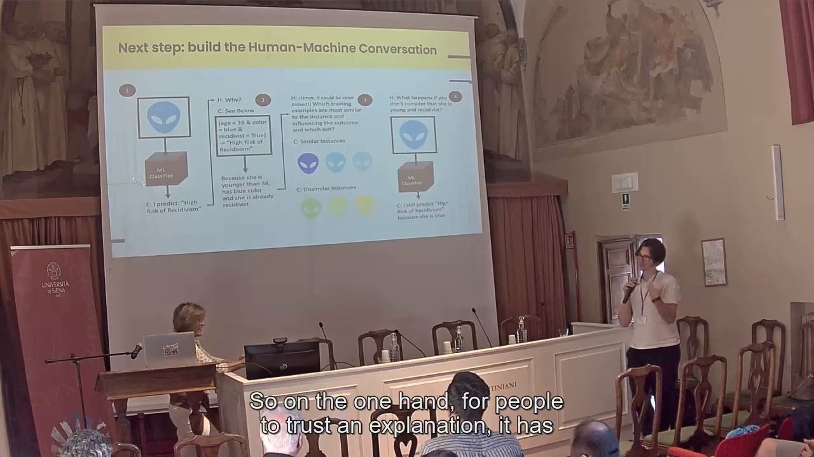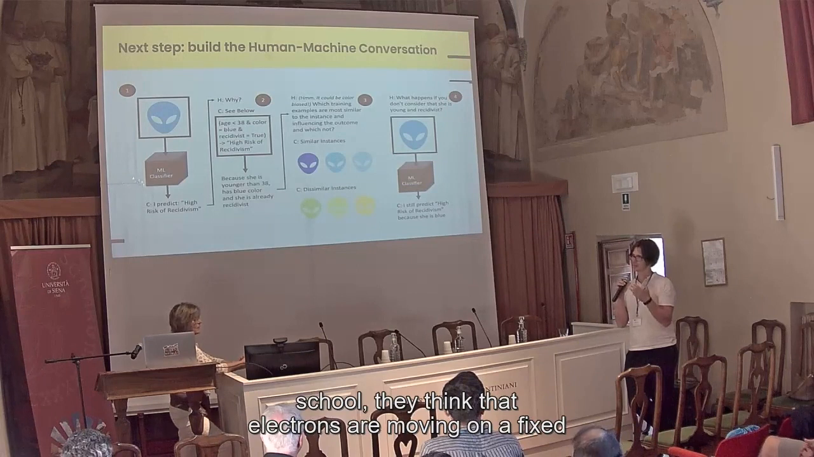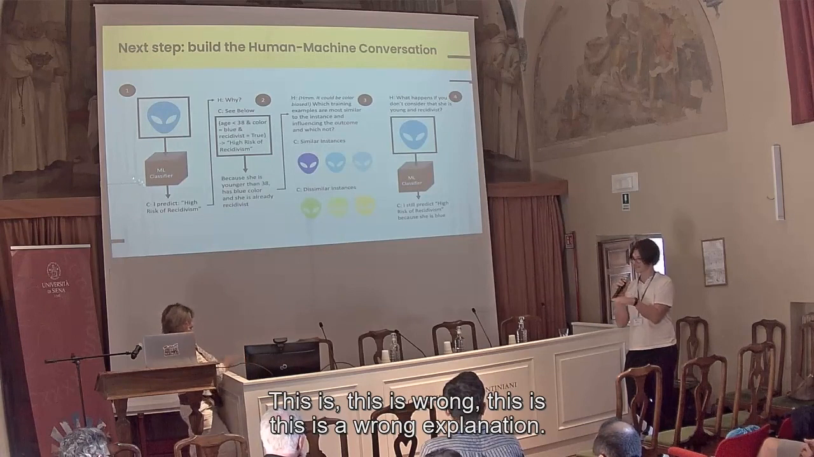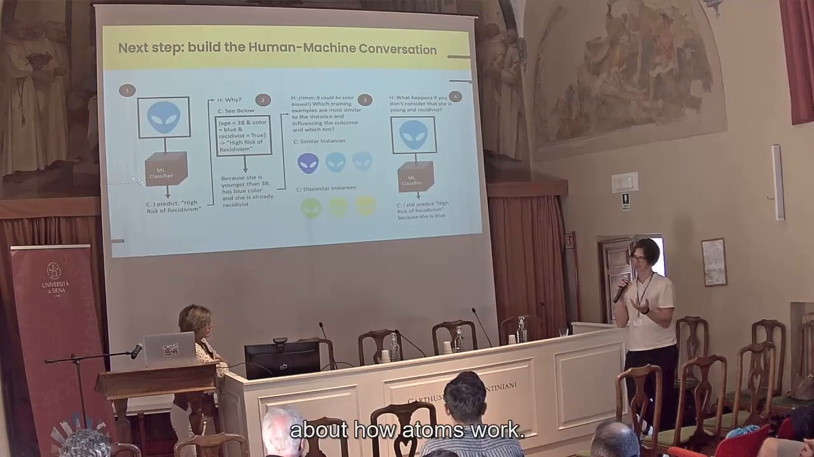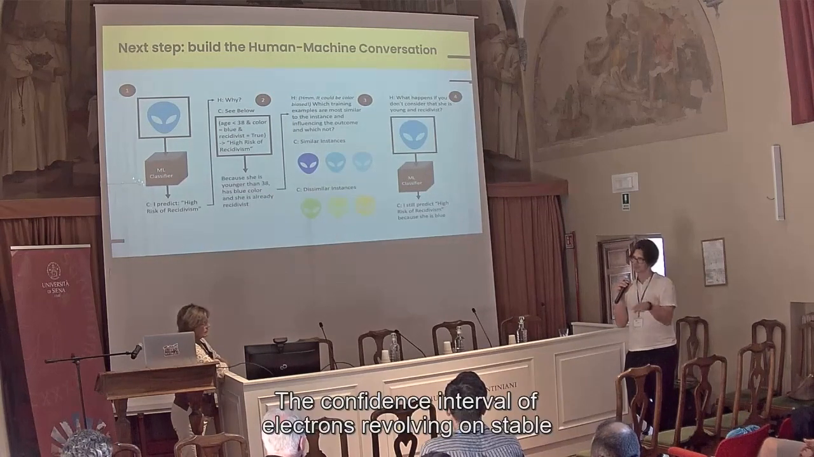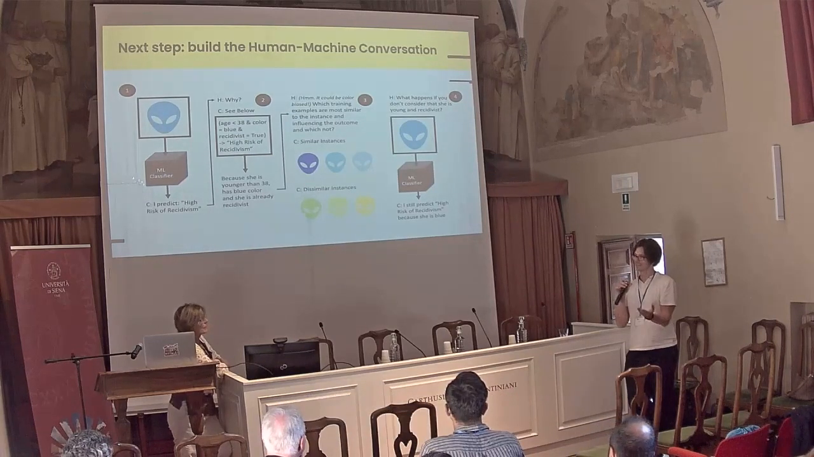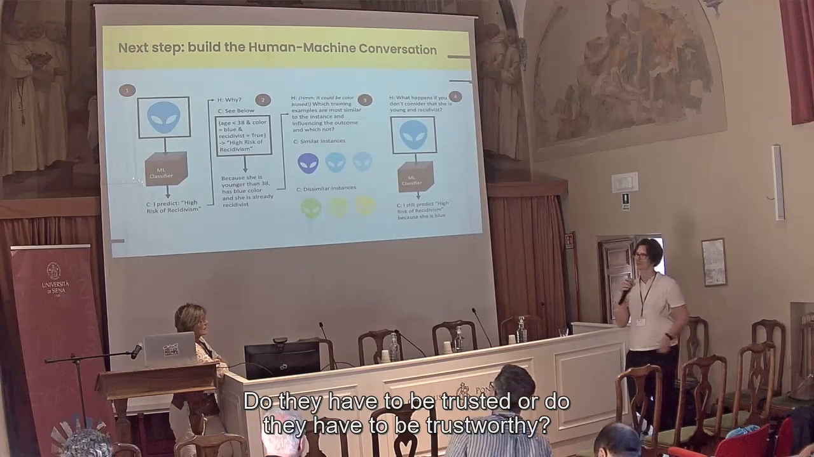So on the one hand, for people to trust an explanation, it has to be convincing. If we think about physics, most people, when they leave school, think that electrons are moving on a fixed revolving orbit around the nucleus, right? This is wrong. It's not true, but it is the explanation most people trust about how atoms work. If we now look at whether this is trustworthy, the confidence interval of electrons revolving on stable orbits is really, really low, because it's just not what's happening. So what do you want for explanations? Do they have to be trusted or do they have to be trustworthy?